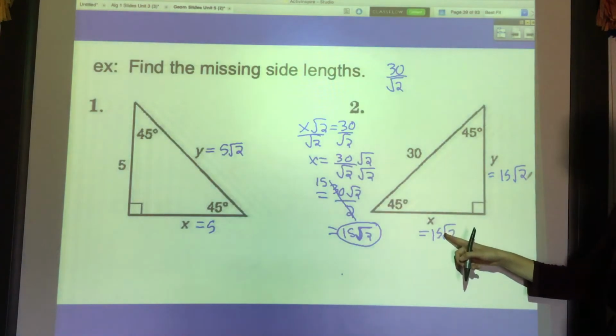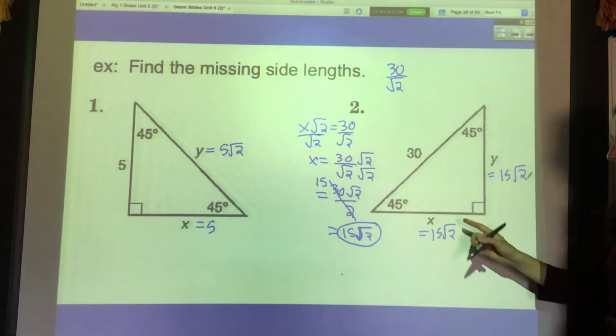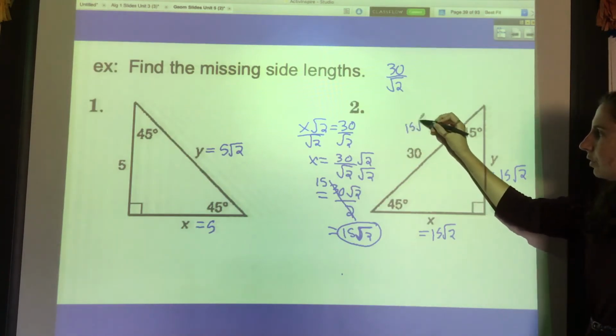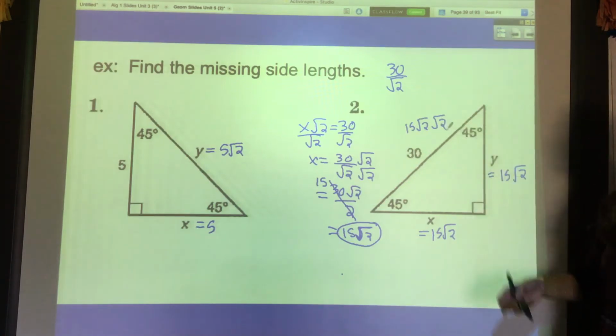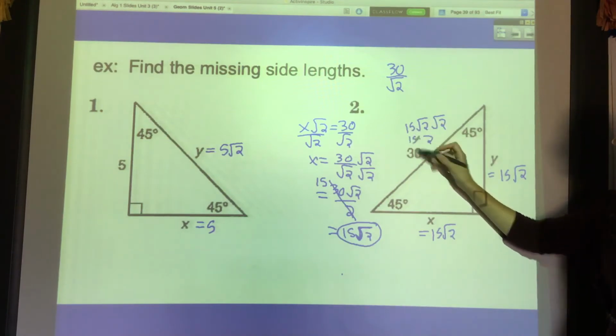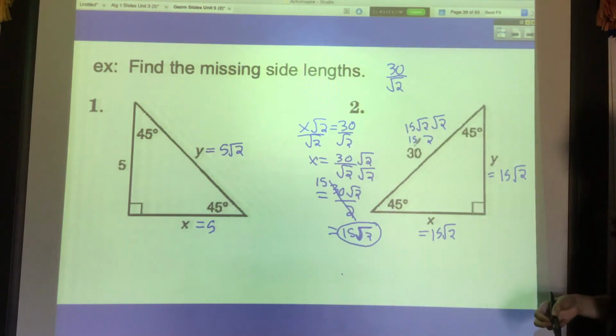You can check and make sure it worked, right? Like if I take 15 root of 2 and multiply it by another square root of 2, will it give me 30? So 15 root of 2 times another root of 2. This times this is just 2, and 2 times 15 is 30. So yeah, that works.